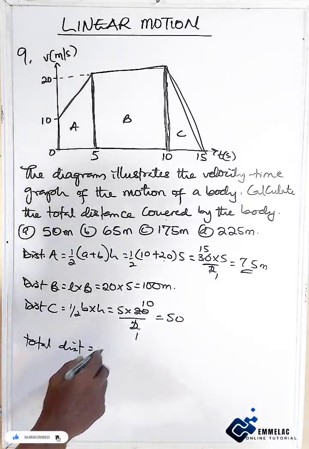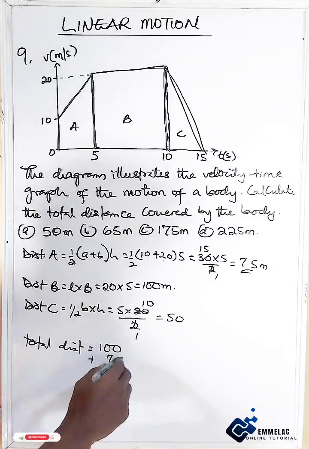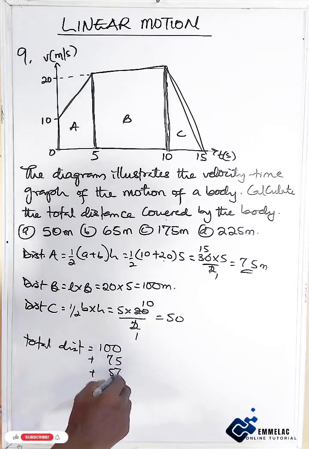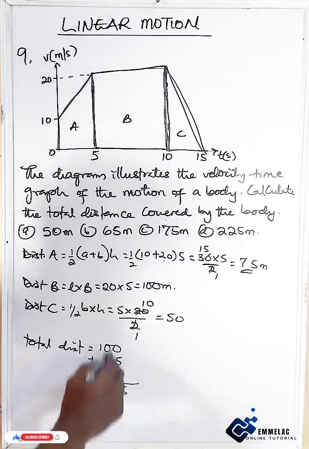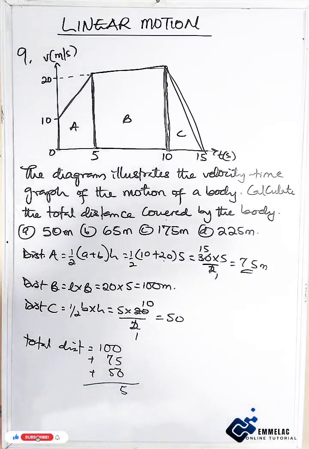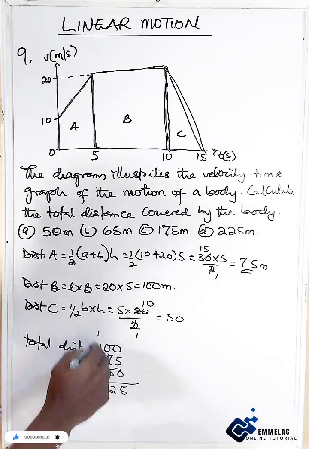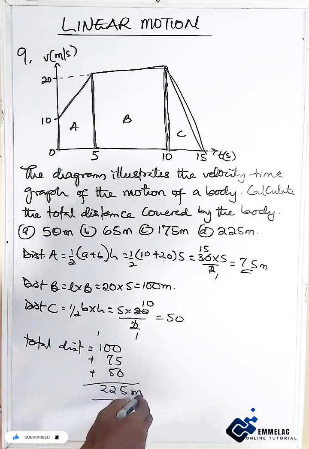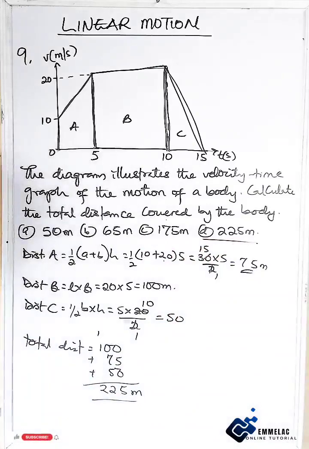Now the total distance will be 100 plus 75 plus 50. So this will be 5, here will be 12. Yeah, 12, remainder 1. So D is the final answer.